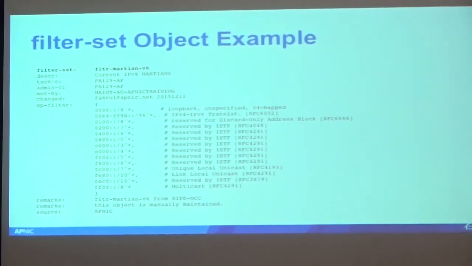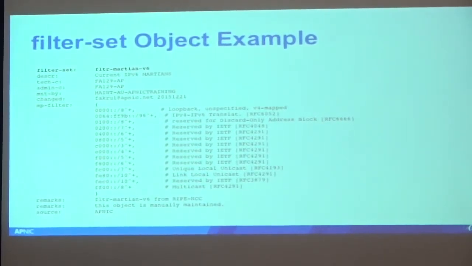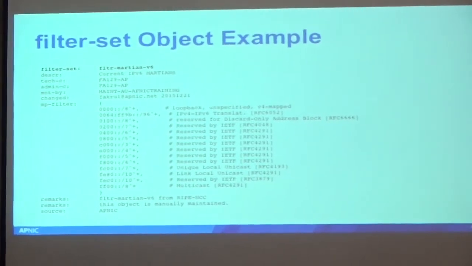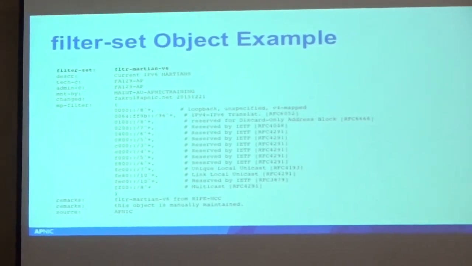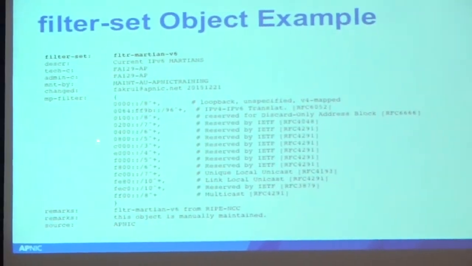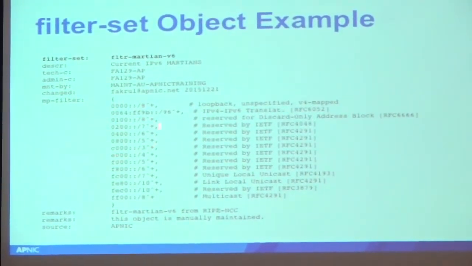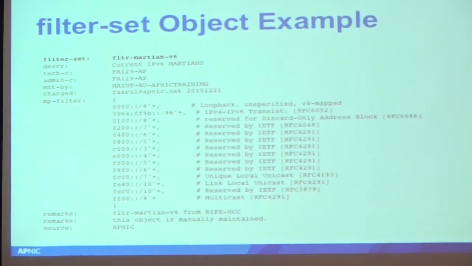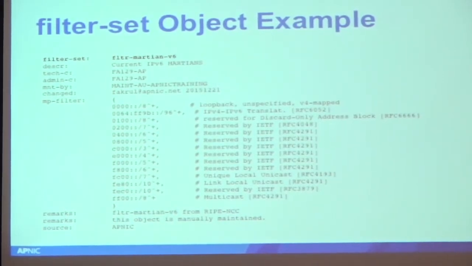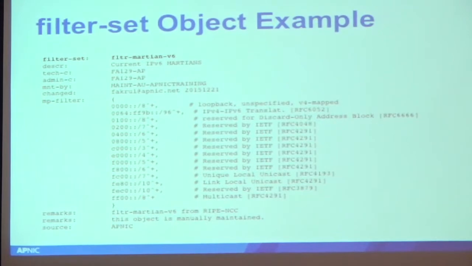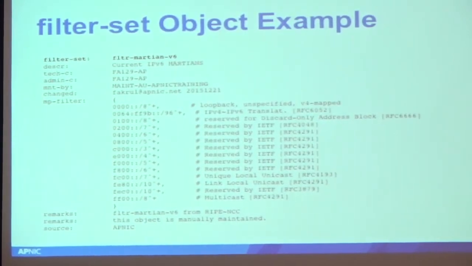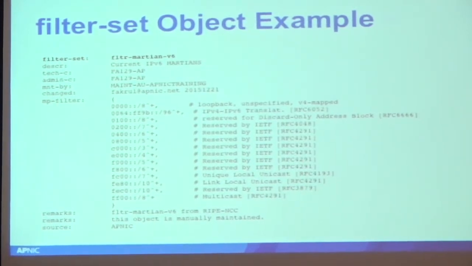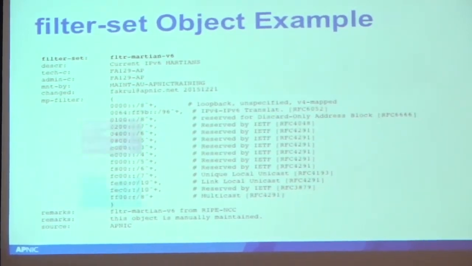Prefixes that should not be announced, that you should not receive because they're either reserved by the IETF or used for special purposes. So there are these blocks, right? 0100::/8, 0200, all of these. They're reserved for particular purposes, so you should not receive any prefix from these ranges. You can reference this filter set object in your import or export statements. I'll show you an example in a little while.